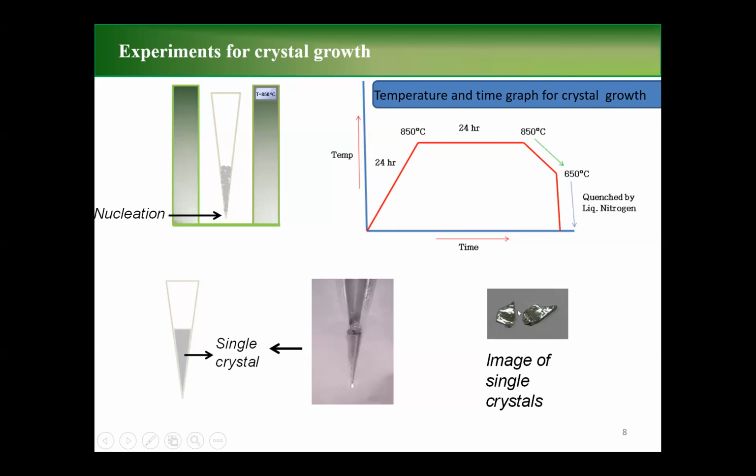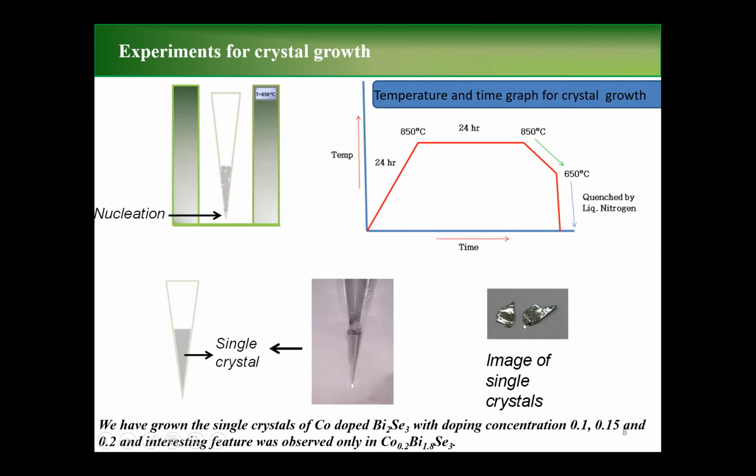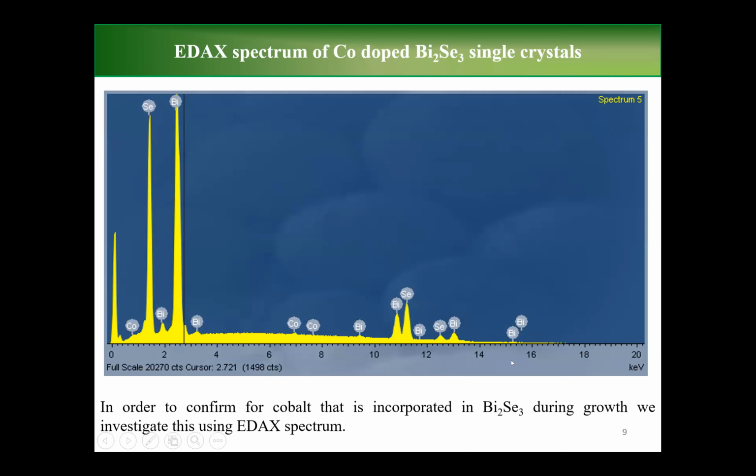We have grown single crystals of cobalt-doped bismuth selenide with different doping concentrations, that is 0.05, 0.1, 0.15, and 0.2. An interesting feature was only observed at the highest doping of cobalt. We also performed the EDAX spectrum in order to confirm whether cobalt is present or not. The EDAX spectrum shows that cobalt is present in these bismuth selenide single crystals.